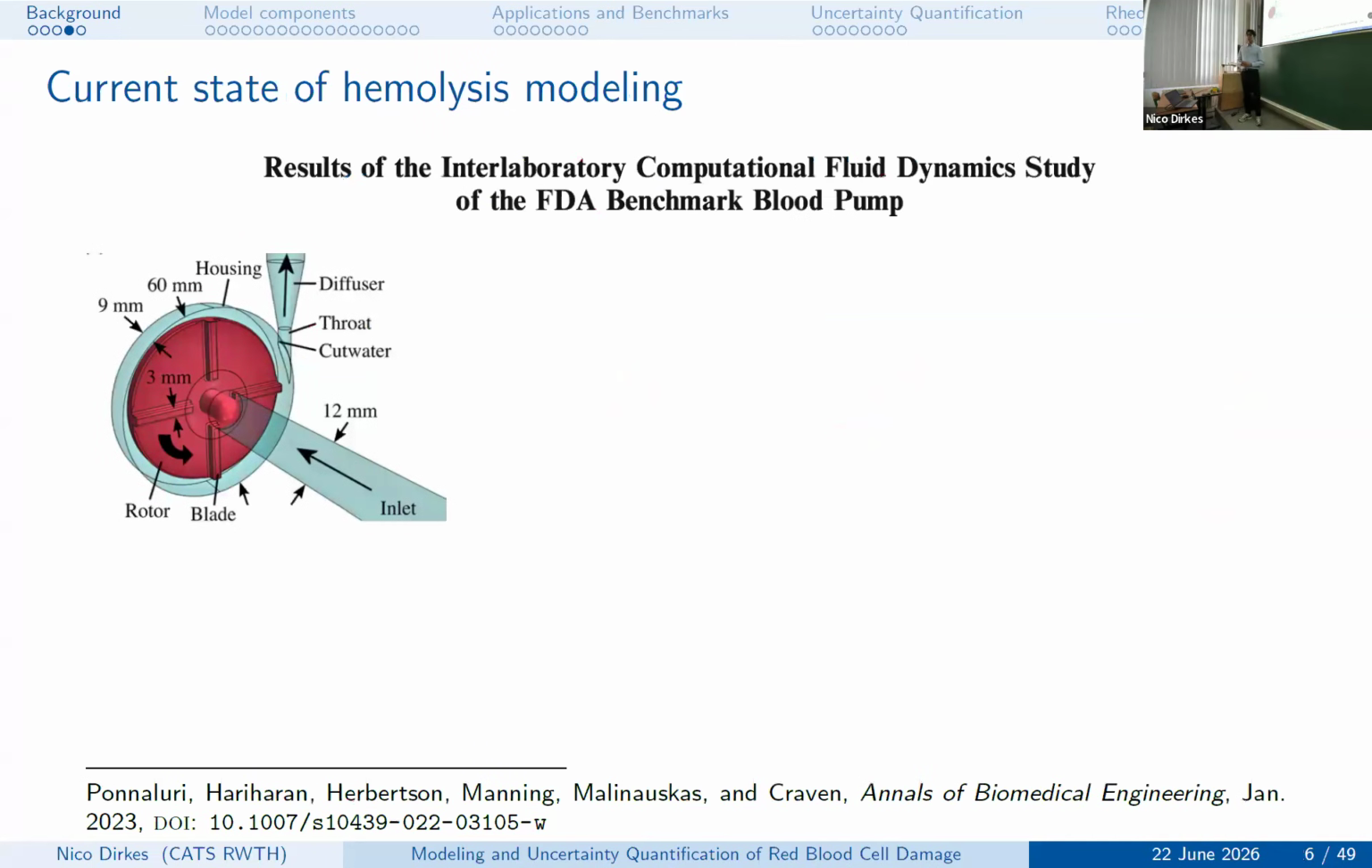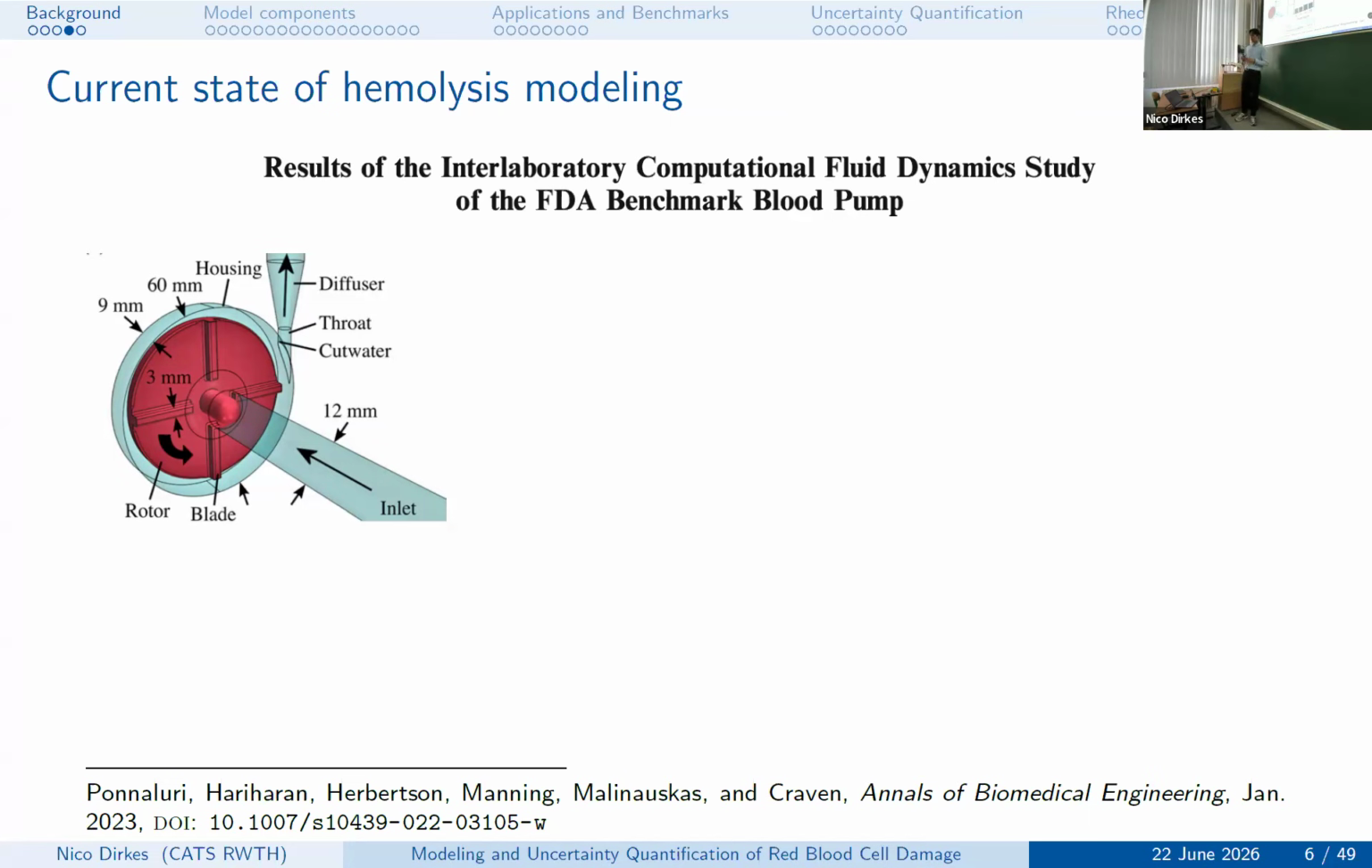Now, why do we need to work on this? At the moment, this is still really hard to predict on the computer. So there is one example, which is this FDA benchmark blood pump. So this is some example geometry that was designed by the FDA in the US, and it was handed out, and basically various laboratories were tasked with predicting the hemolysis in this pump without knowing the results before.